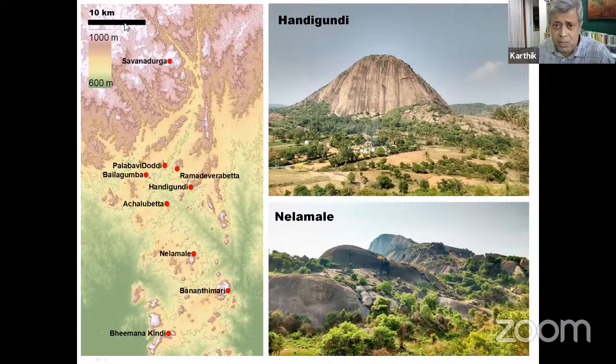Now, I have put a bar here which suggests 10 kilometers distance on this map. And this also shows the mountains or the small hillocks and the plains. The green color is the plains and the white color is the mountains. So obviously they are occurring in these small hillocks and they move.